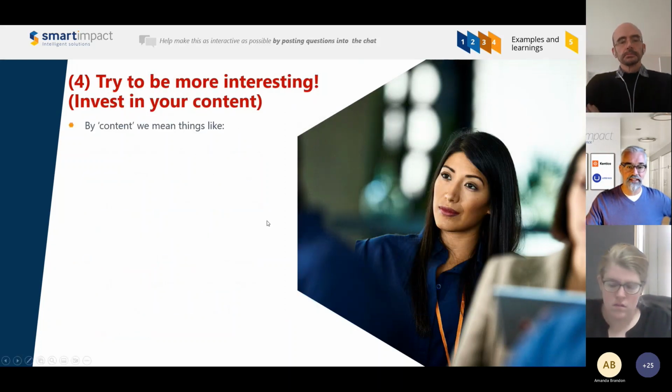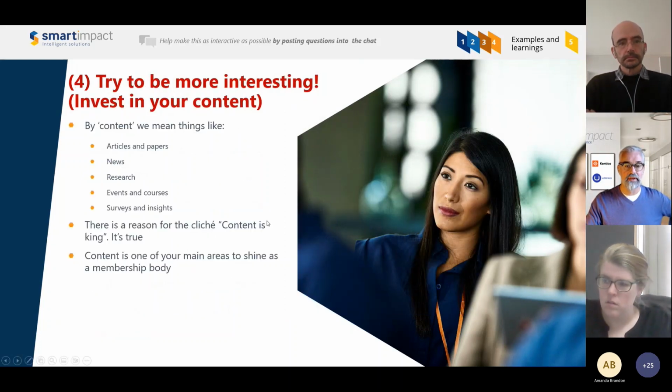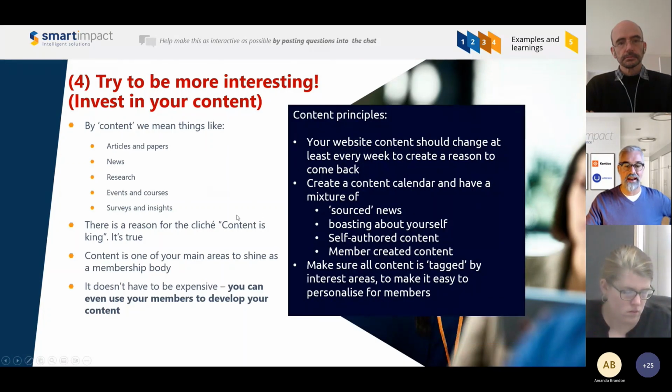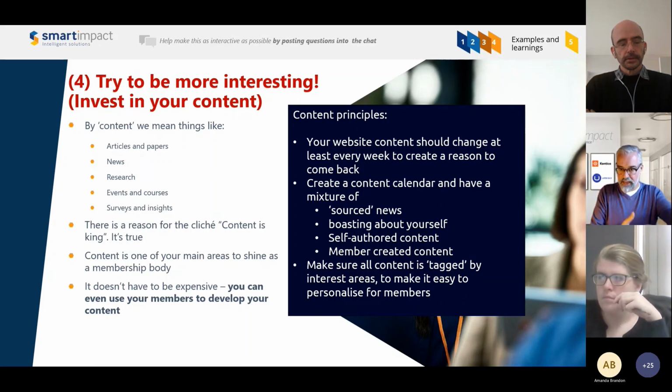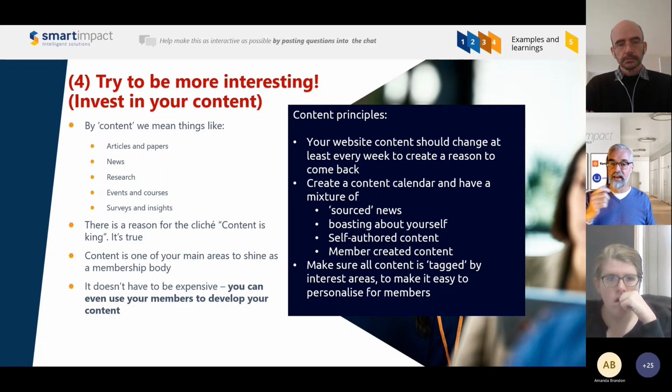So content. Content can be a whole range of different areas, but the cliche of content is king is true. You've got to have good, useful, relevant information, summary for those that want summary, detail for those that want detail, both so that people can get from one to the other. But again, it's about the relevance and the information you're spreading so that you start to get that recency and that frequency and therefore derive that value.